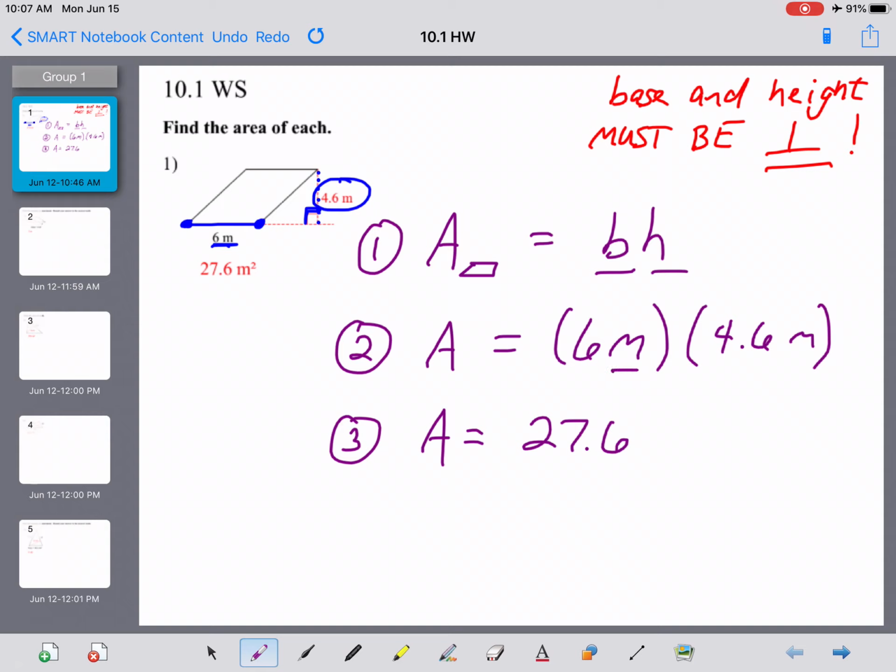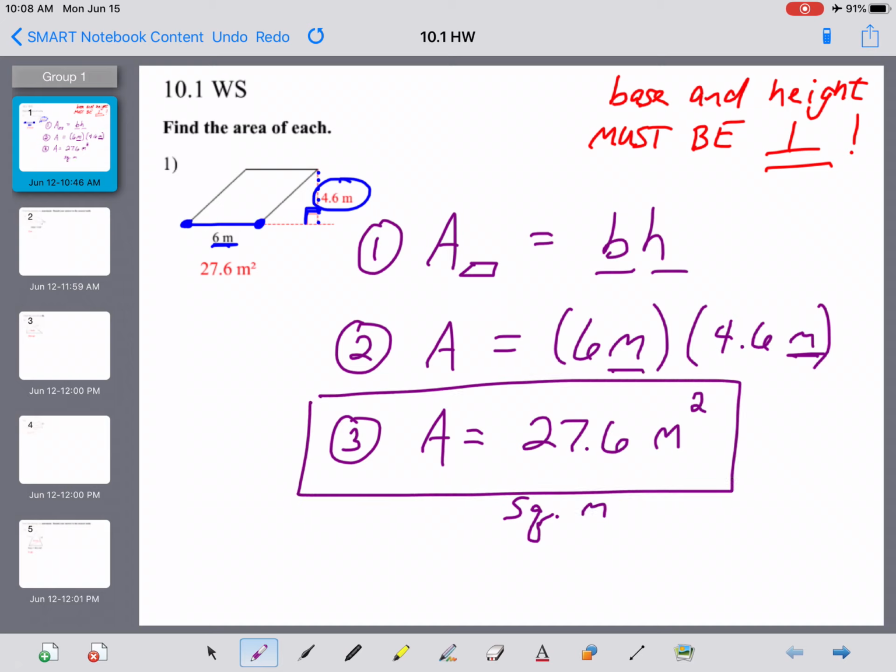27.6. We are multiplying, and let's talk about units for a second: meters multiplied by meters. When you multiply meters times meters, you end up with this unit right here, which almost everybody says wrong, and most of your teachers have allowed you to do this for years, but we've got to fix it. Even though we write m with a 2 after it, and it looks like m squared, we don't say it as meters squared. We say it as square meters. Okay, so 27.6 square meters is the area of that parallelogram.